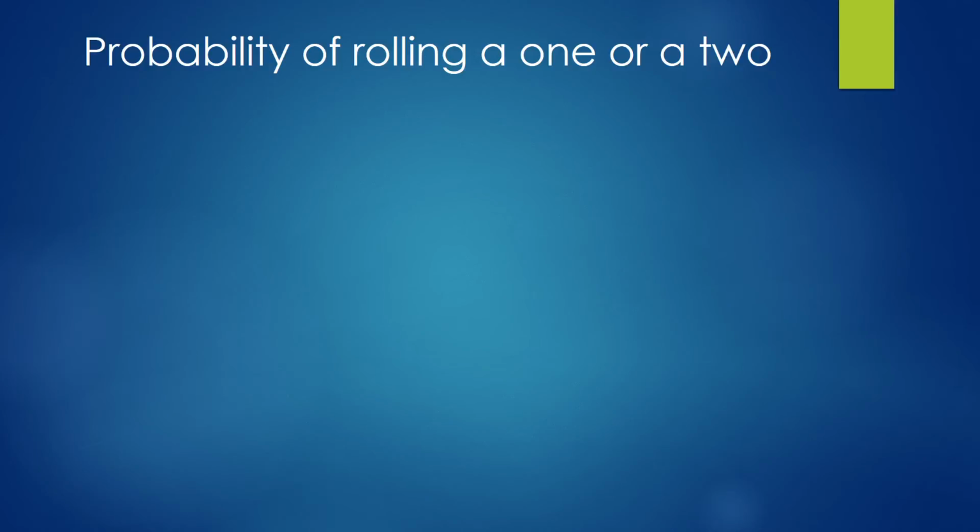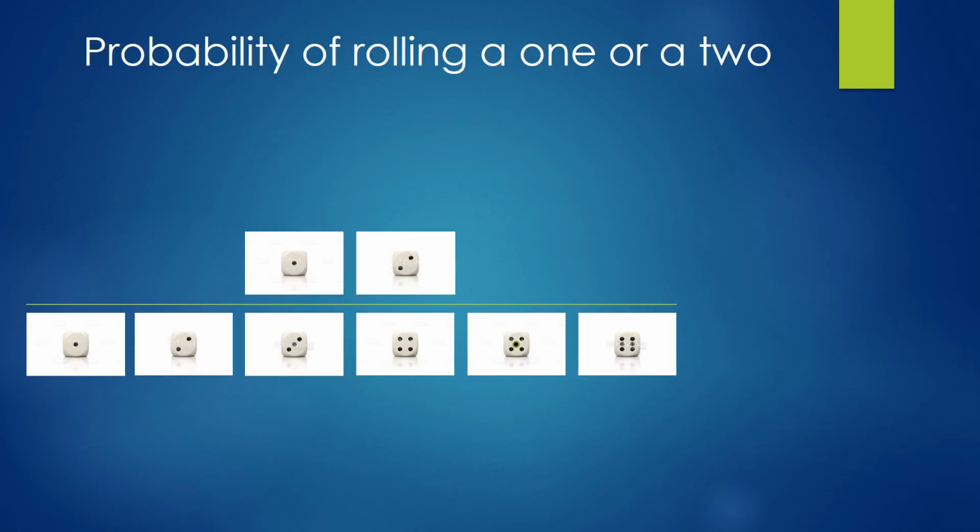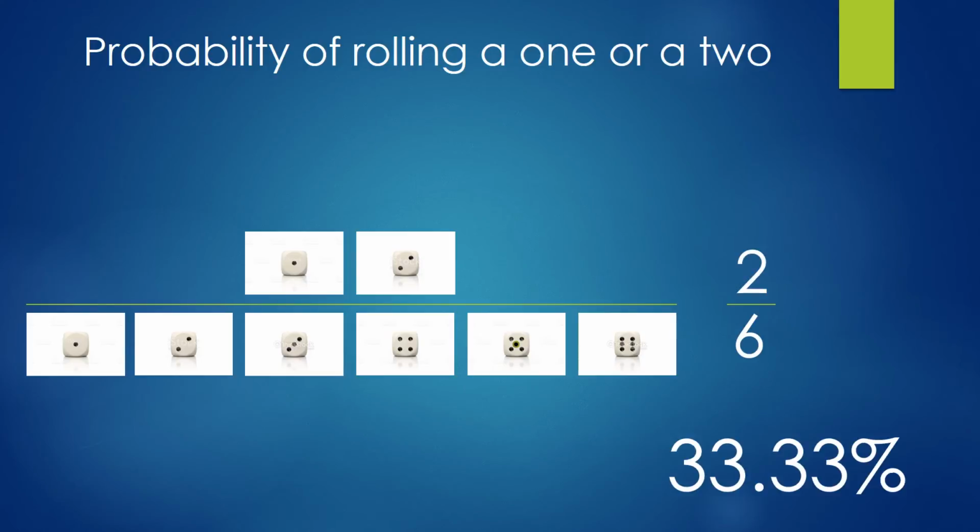If we want to determine the probability of rolling a die and it being a 1 or a 2, we would first take the two desired outcomes of 1 and 2 and then divide it by the 6 possible outcomes. This would give us a fraction of 2/6, or 33 1/3%.